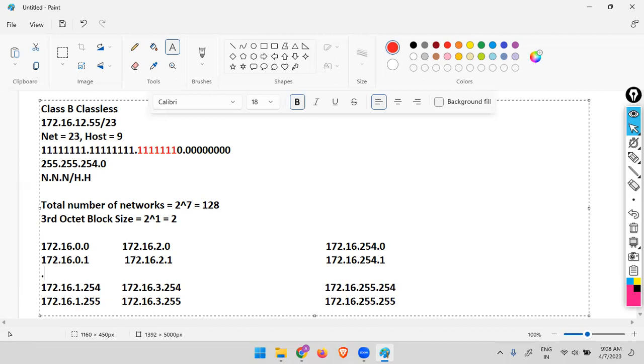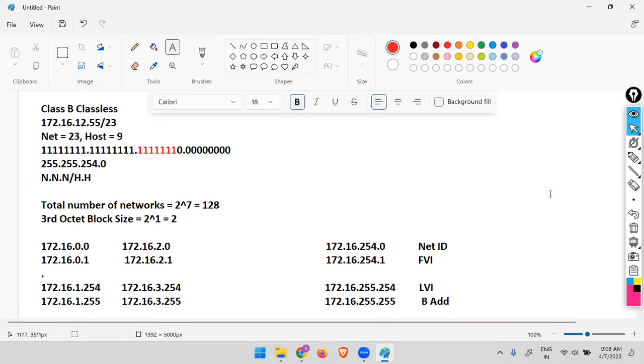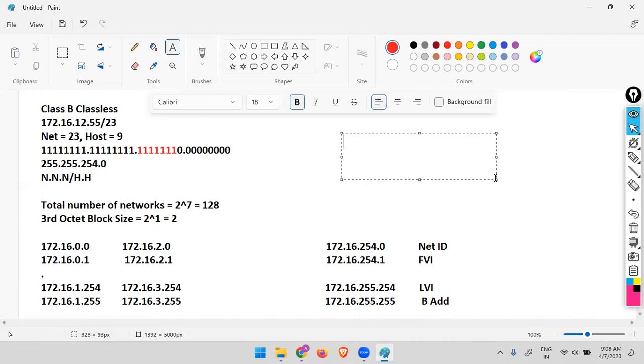This is clear. Again, these are all network IDs. First valid IP, last valid IP, and this one is the broadcast address. So your IP address is 172.16.12.55/23. What is the network ID? What is the broadcast address?